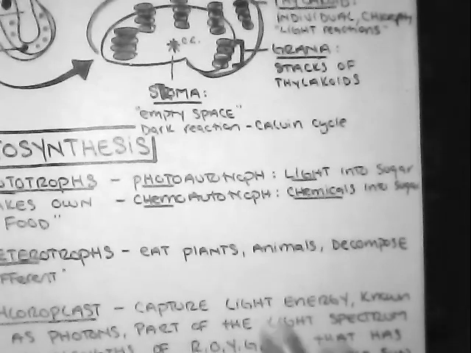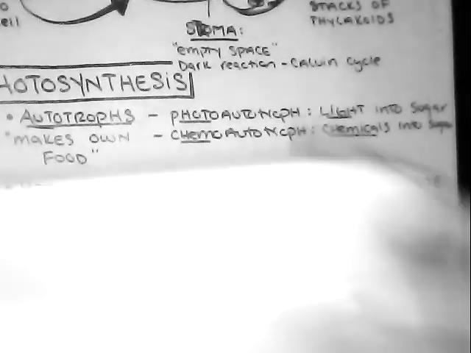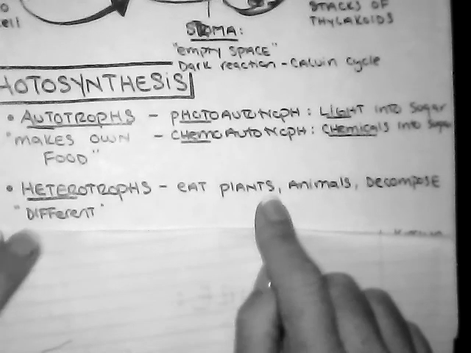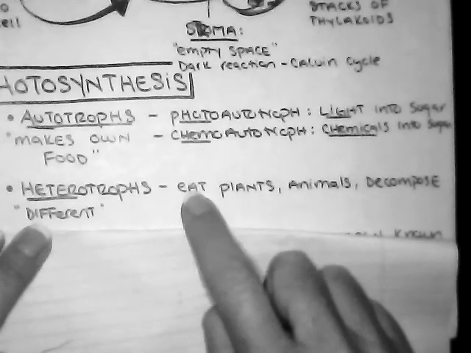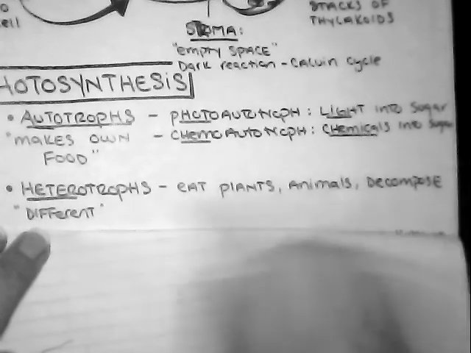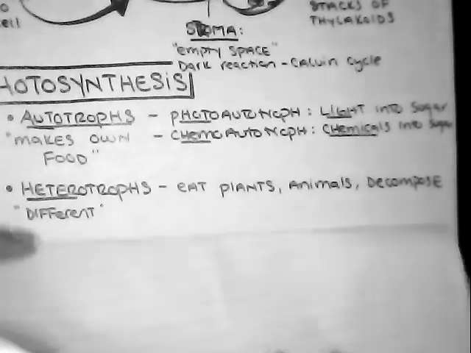Heterotrophs, on the other hand: hetero means different in Latin, and so those are anything that eats something different from themselves. So I'm a human, I'm going to eat a plant. I'm a human, I'm going to eat an animal, as such. And so we are usually heterotrophs.